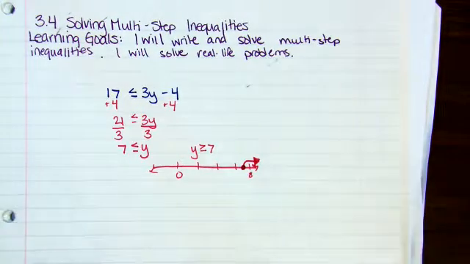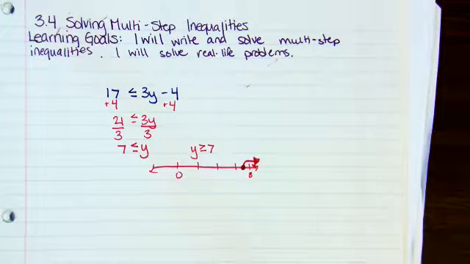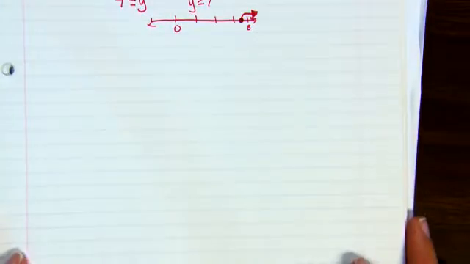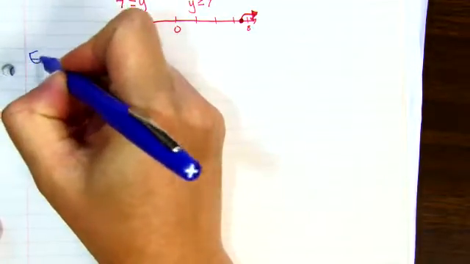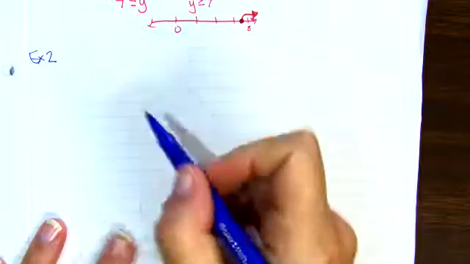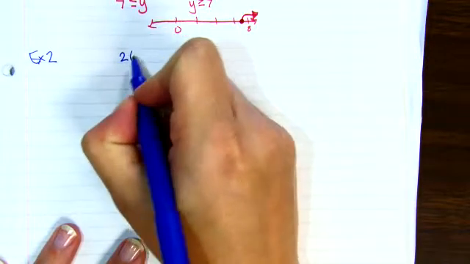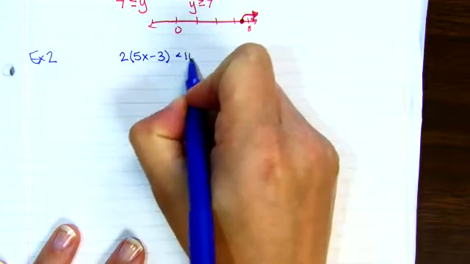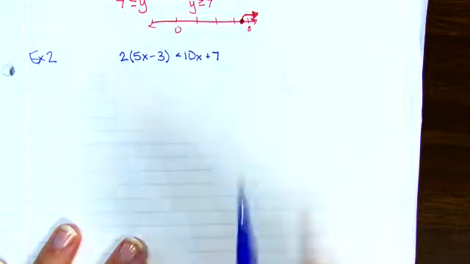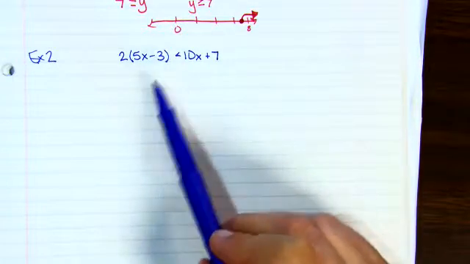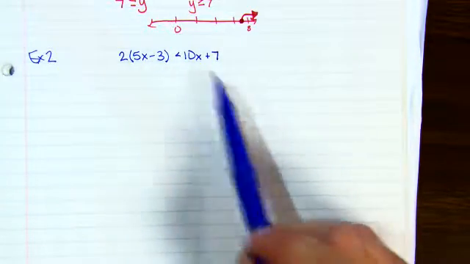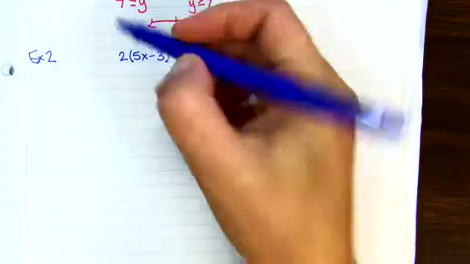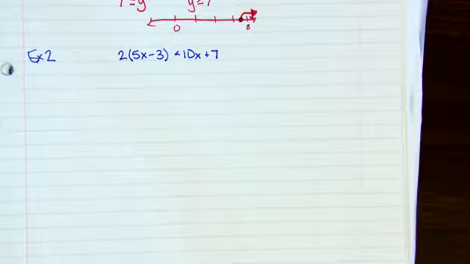Now, sometimes we're going to get inequalities that are a little strange, just like we did with equations. So, for example, 2, we are going to do 2 times 5x minus 3 is less than 10x plus 7. So in this case, you see I have the distributive property, I have variables on both sides, I have constants on both sides, so a couple of steps that I need to work through. My first step, like always, will be to distribute.